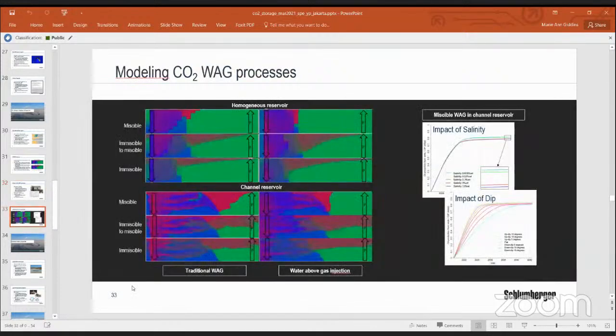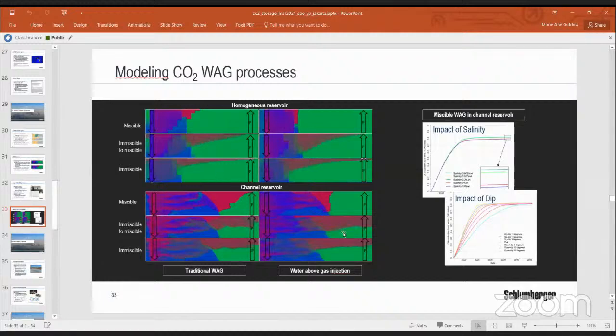Here's a diagram showing modelling of different CO2 WAG processes. The top three lines show different cases for a homogeneous reservoir. Bottom three lines show different cases for a channel reservoir. And they're all using similar CO2 injection schemes, but in some cases we have water alternating gas.